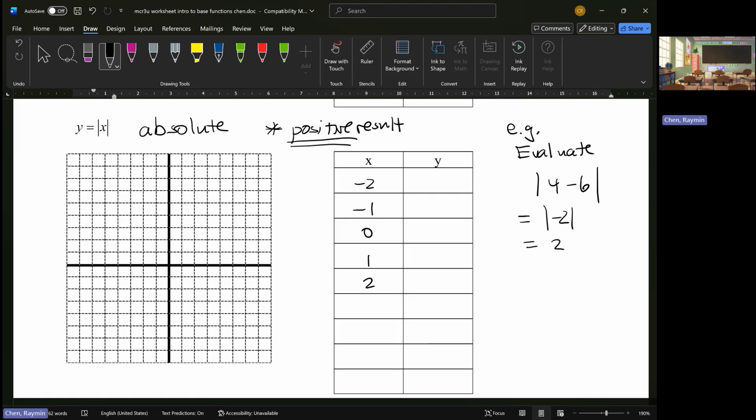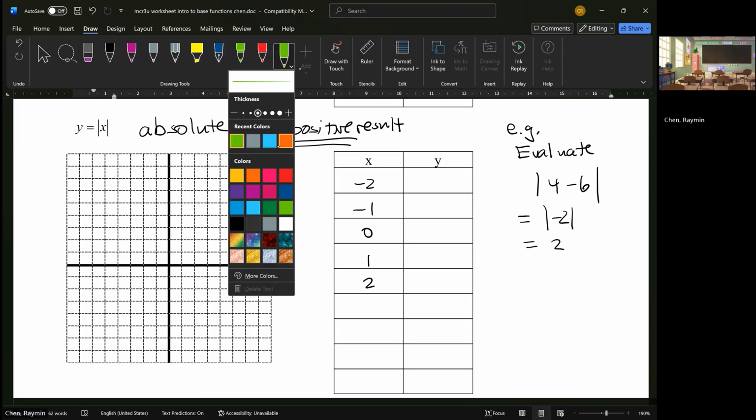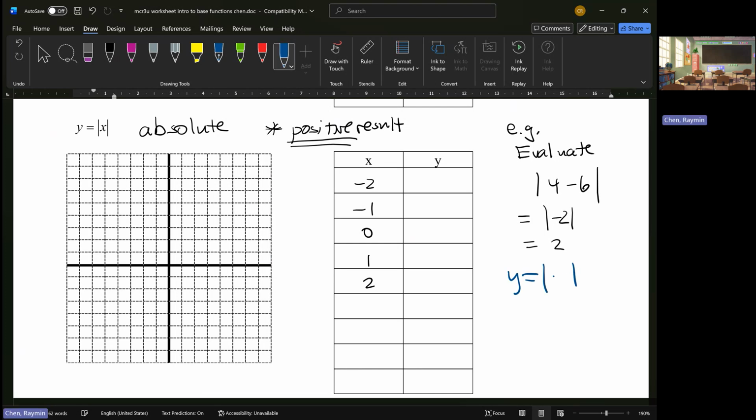And notice I'm still using -2, -1, 0, 1, 2. You can go further if you want. So notice what we're going to be doing. I'll use blue. For the first one, y equals the absolute value of -2. What does that really mean? Well, the answer is going to be just 2. Keep on going. The absolute value of -1 is just 1. The absolute value of 0, believe it or not, is 0. The absolute value of 1, since it's already positive, is 1. The absolute value of 2 is just 2.